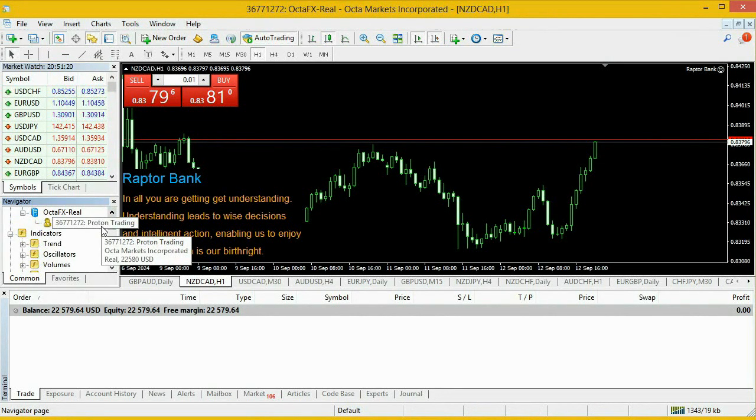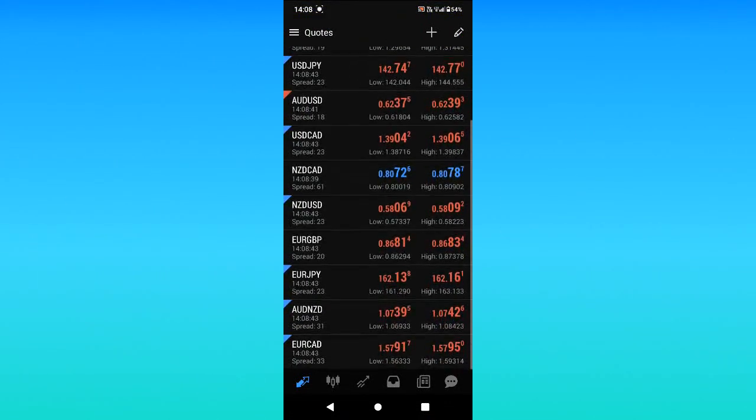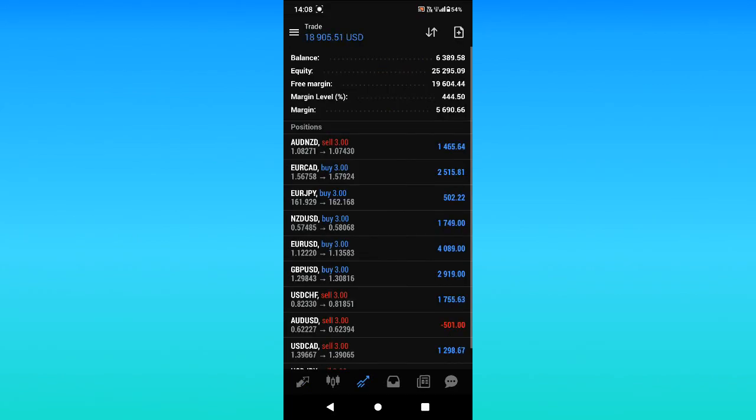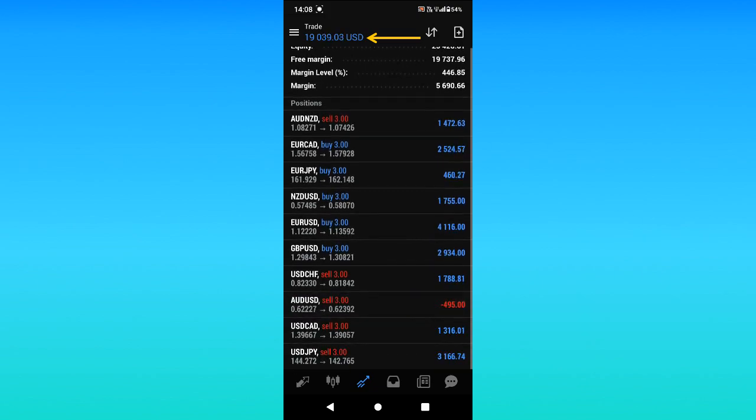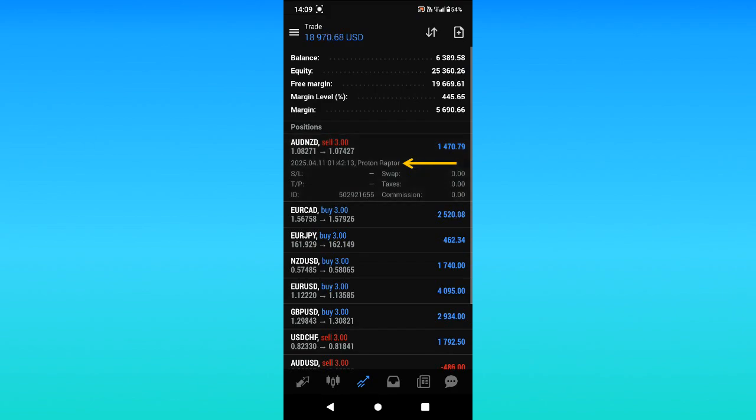As you can see, this is real money, this is a real account. Let's have a look at something even more impressive. This is another example of how powerful and effective the Raptor is. This is obviously a live market and we've made around $19,000 in profit so far. All these trades were executed by the Raptor, as you can see.